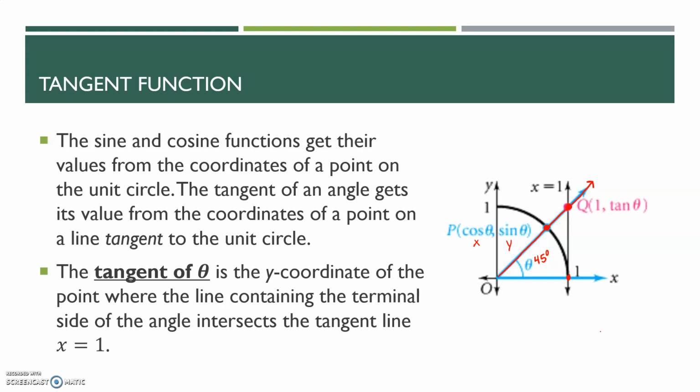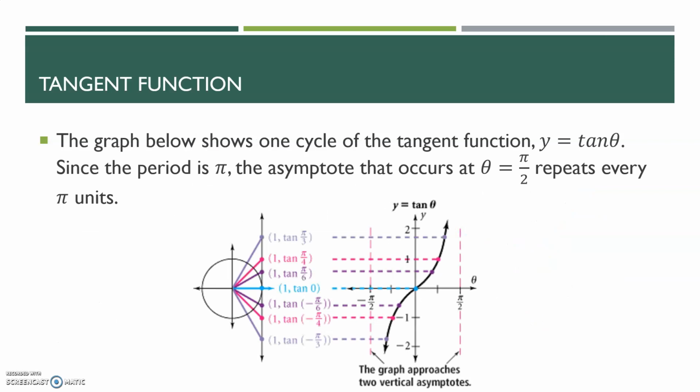This is how we get tangent: where the tangent line and the theta line intersect. If I look at this side of the unit circle and extend all of these angles, all of these thetas, we can see what happens to our tangent values. I've got the point 1 and then tangent of pi over 3, 1 and tangent of pi over 4. We know what cosine of pi over 4 and sine of pi over 4 are, but now we're going to look at the graph of tangent. And this is the graph that we end up with.